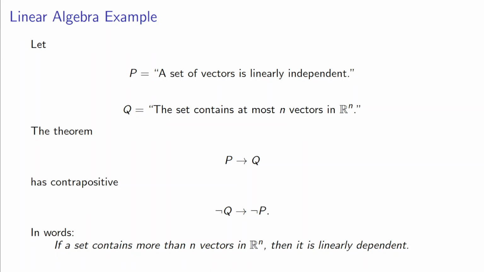The contrapositive of this, if not Q then not P, reads: if a set contains more than n vectors, the negation of having at most n, then it is linearly dependent. And depending on your comfort level with all of this terminology and these definitions, and your understanding of linear dependence or independence, it may be much easier for you to prove the contrapositive form versus the original form. But since they are logically equivalent, it is still a valid proof.